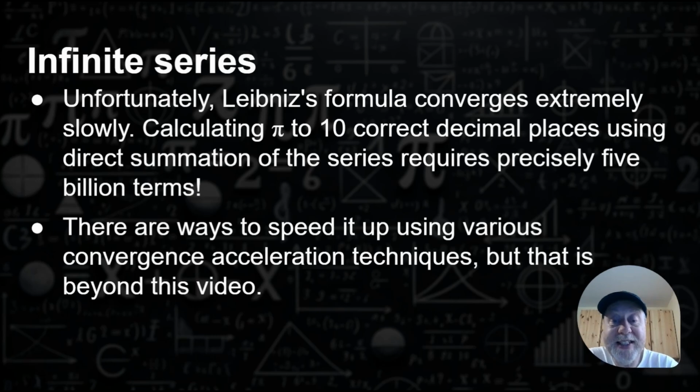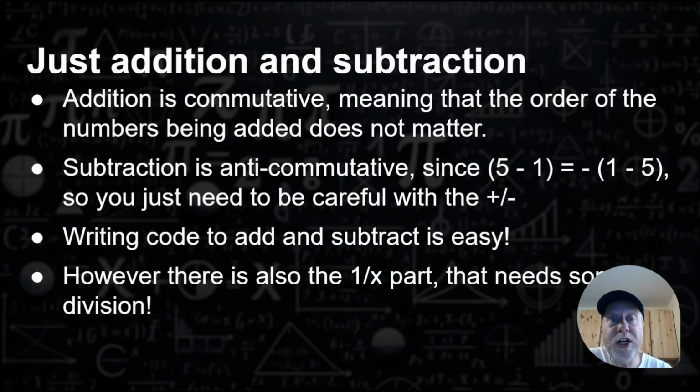Now, the disadvantage of this is that it converges very slowly. Calculating pi to 10 correct decimal places requires 5 billion terms. So a lot of work there just to get 10 decimal places. And there are ways of speeding up an infinite series like this, but to discuss those is beyond the scope of this video.